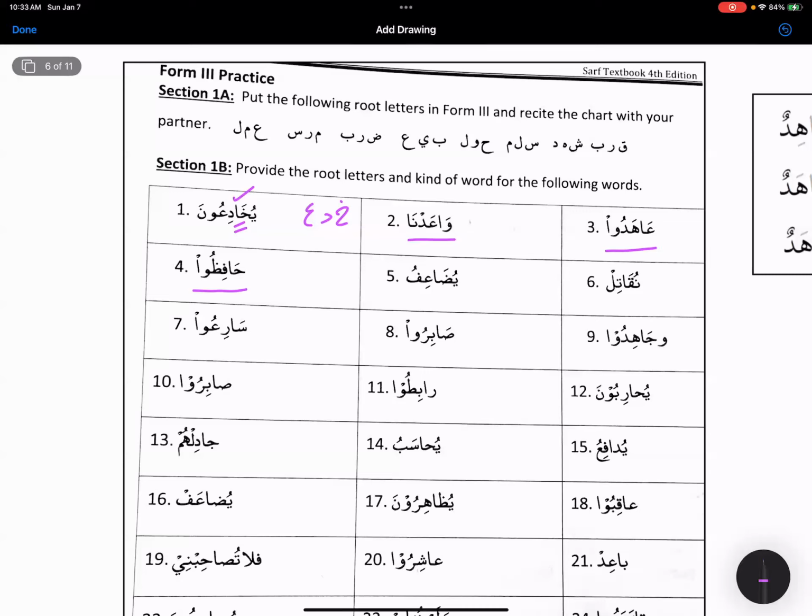And wada, yes, wada also means promise. Wa, ain and dal. Even in Urdu we say wada. So this is the same root letter: wa, ain and dal. And number three is the same? Ahad, yes, the same, promise.